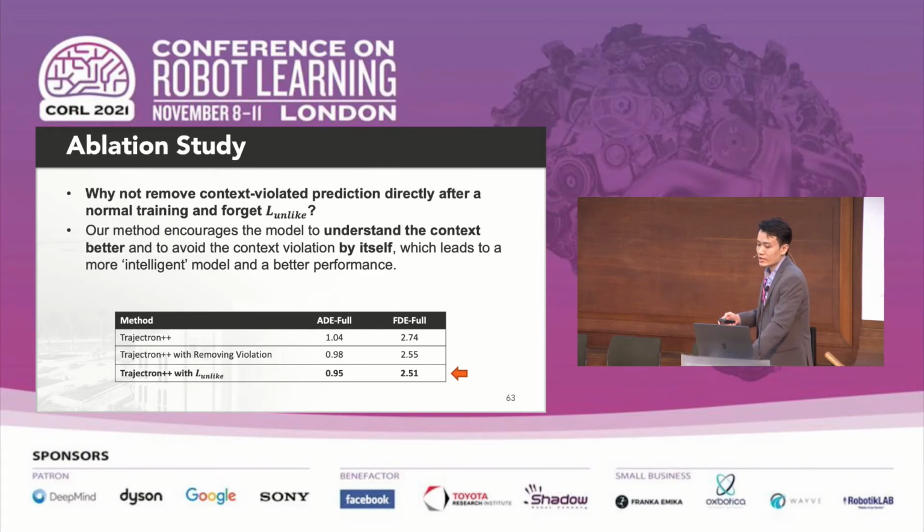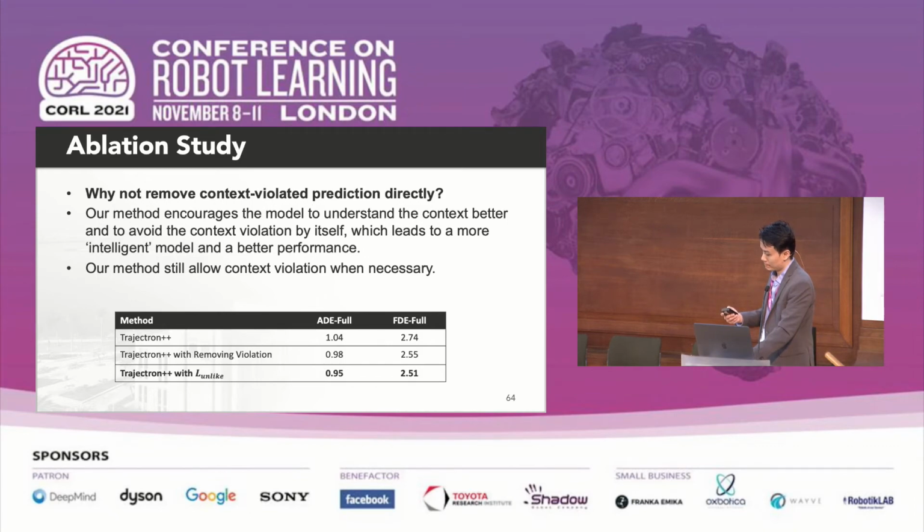Here you can see that compared to the method simply removing the violation directly, our method still has a lower prediction error. Besides, the model trained by our method can still give us context-violated predictions when necessary.